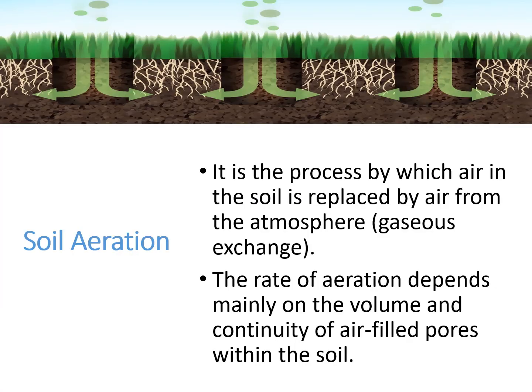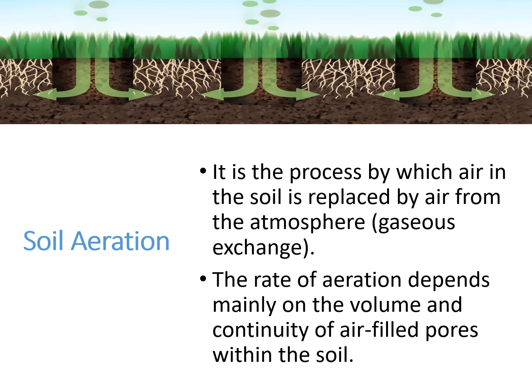Soil aeration is the process by which air in the soil is replaced by air from the atmosphere. So that is basically the gaseous exchange. We know that we have atmospheric air, and we have some air in the soil, but both have some variation in composition. So for healthy soil, the air must be exchanged with the atmospheric air.